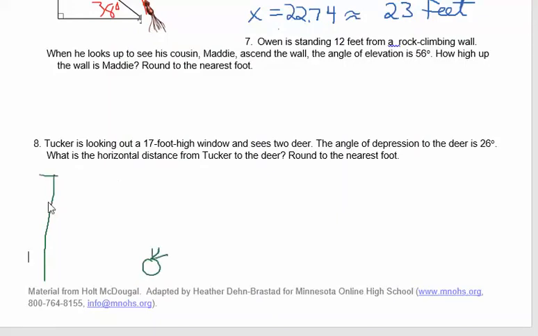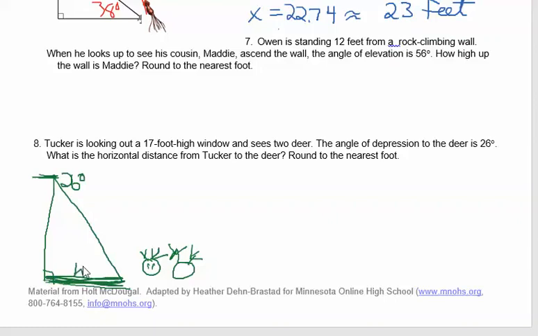Okay, so he's up here. And he sees the 2 deer. Should I put 2 deer in here? Those are their antlers. You obviously don't have to do that. The angle of depression to the deer is 26. So angle of depression is this part right here, 26. What is the horizontal distance from Tucker to the deer? So we're looking for this distance from here to here, not the hypotenuse.